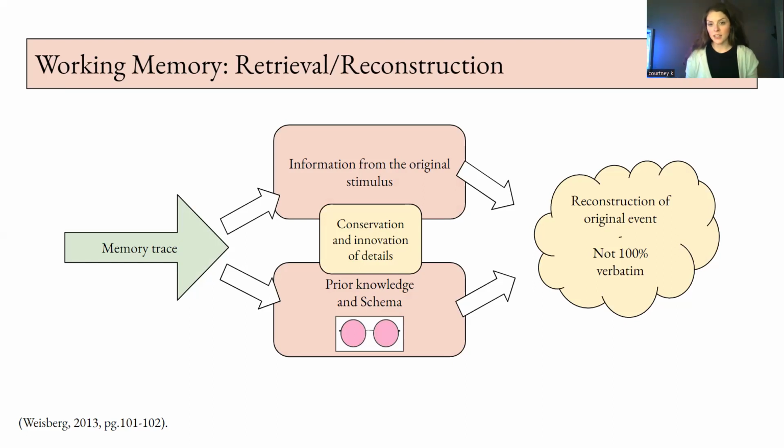So we're all going to pay attention to something a little bit different or have a different perspective on even the same event. And from that, from what actually happened and the schema, the way in which we first encoded that information, it's going to come together to be our reconstruction of the original event, which is not going to be 100% verbatim because we pick up on certain details based on our schema, and different people will pick up and remember things differently. And so they will reconstruct the memory of an event differently.